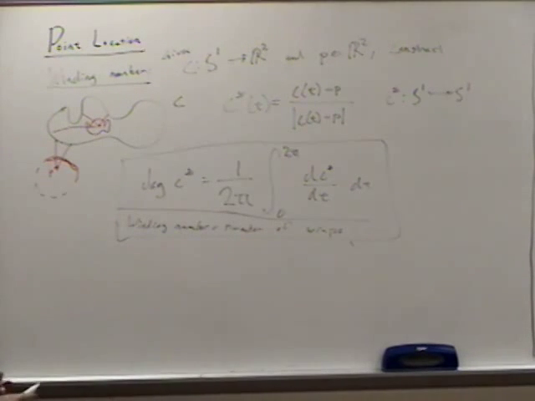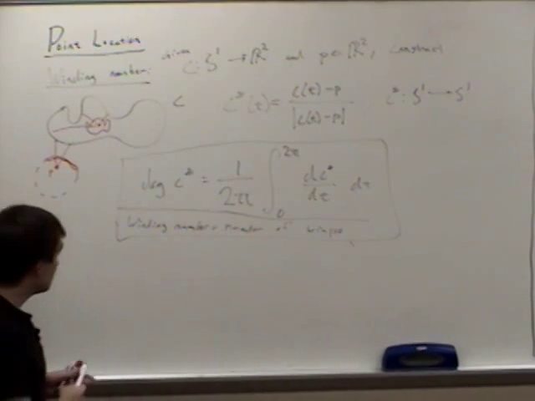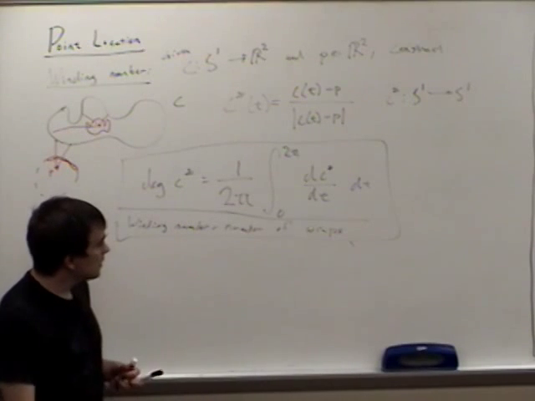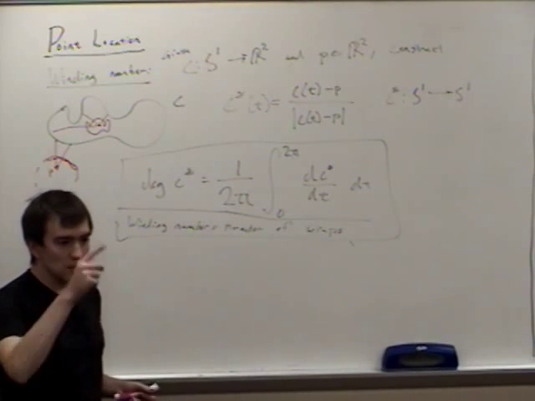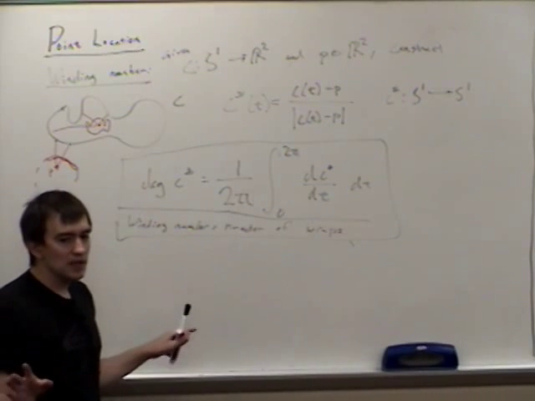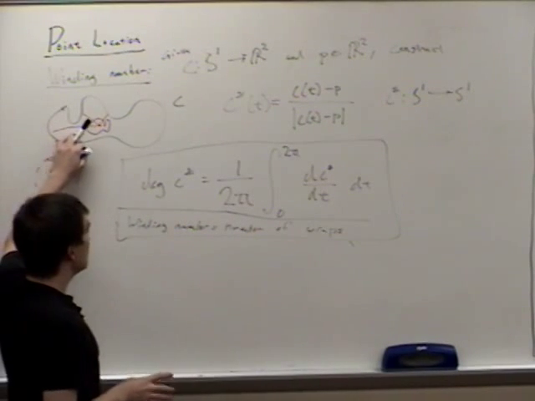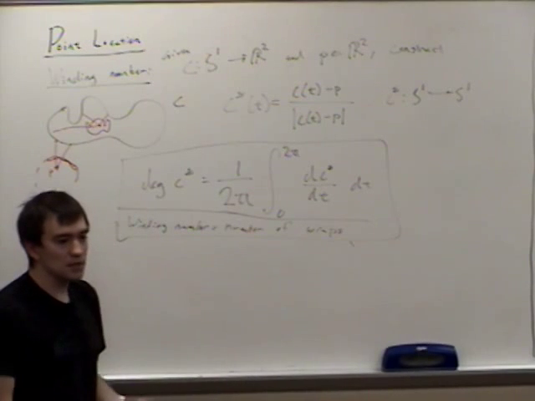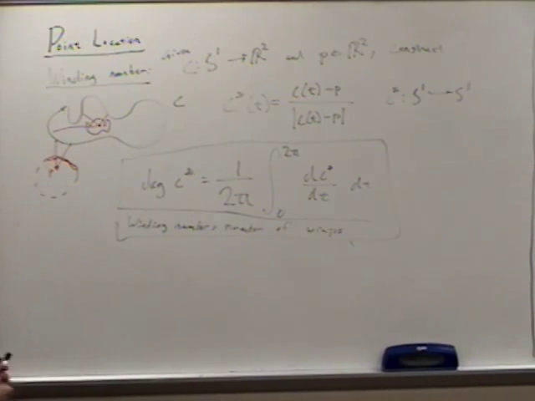OK, so what does this have to do with testing if a point is inside a polygon or not? Well, it turns out that if we wrap around this curve an even number of times, then we're not contained inside this curve. And if we're wrapped around some odd number of times, then we'll be inside the curve. So why is that true?